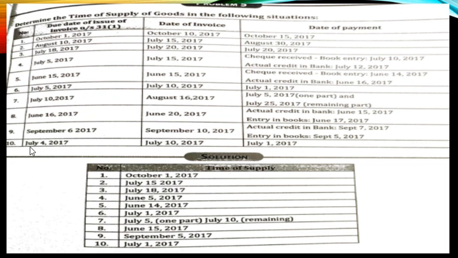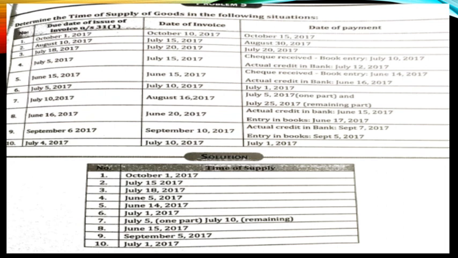The last one: July 4th is the issue of invoice by the supplier. The date of invoice is July 10, and the date of payment is July 1st. So the date of payment is much earlier, before the issue of invoice. So July 1st will be considered as time of supply.